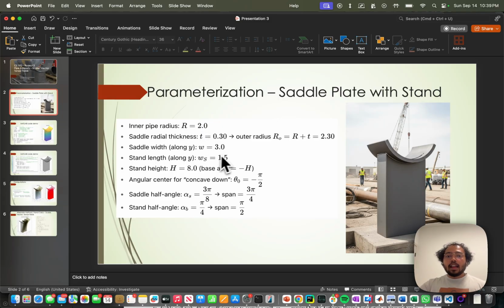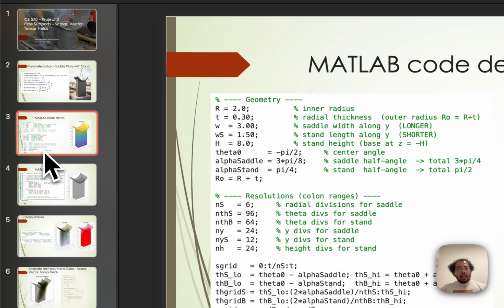Okay, for my parameterization, I'm using my inner pipe radius r equals 2, my saddle radial thickness 0.3, saddle width 3, that's this guy here, 3 units, my saddle length 1.5, stand length, sorry, that's this here, stand height at 8, that's here, and of course my angles are representative of these angles here. Okay, let's jump into the next slide for my MATLAB code demo.